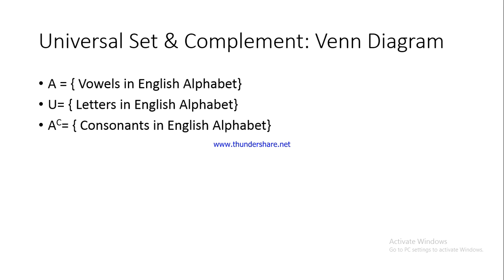So A is a set which contains only vowels in the English alphabet. You can understand that it will have 5 elements: a, e, i, o and u. While U is the universal set which contains all the letters in the English alphabet.